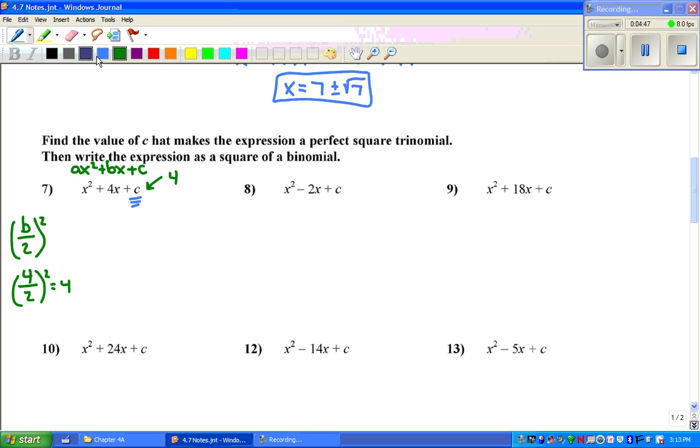If I were to rewrite this now as a quadratic trinomial, I've got x squared plus 4x plus 4. And if I were to factor this, I'd end up with x plus 2 squared, the square of a binomial.